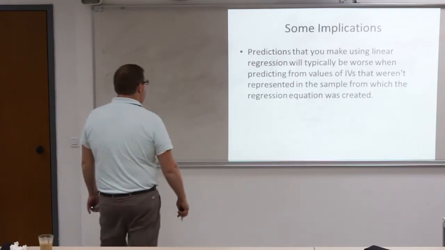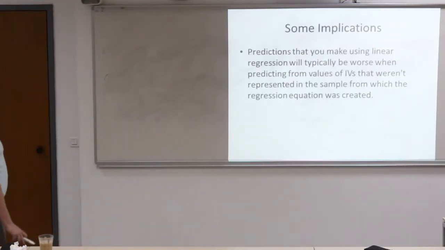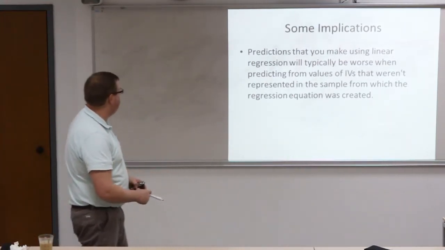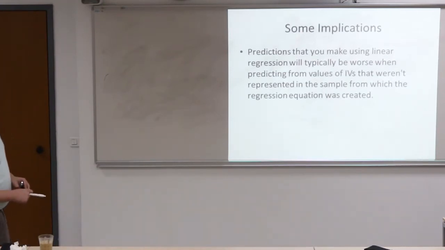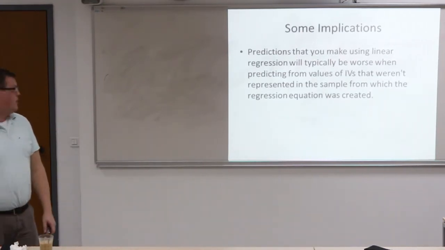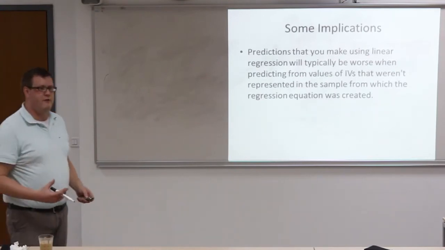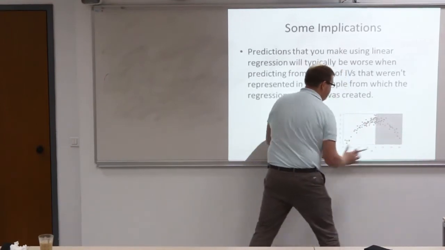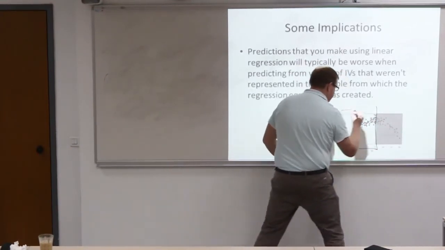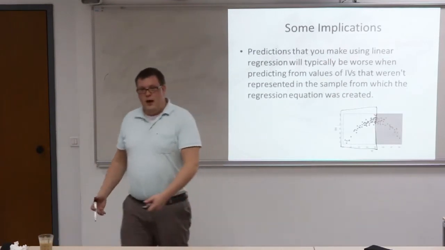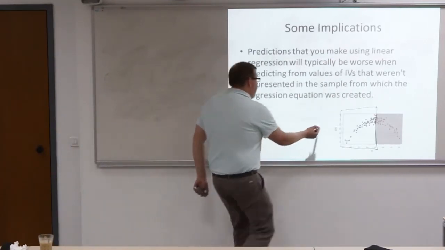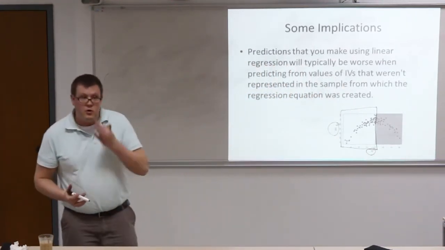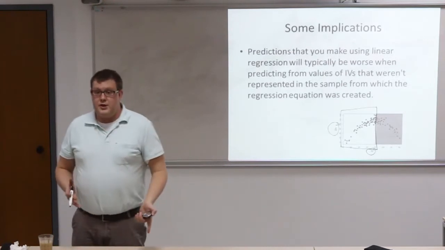All right. Other things, predictions that you make using linear regression will typically be worse when predicting from values of independent variables that weren't represented in the sample from which the regression equation was created. Okay, that's kind of a mouthful. So imagine that we have these data. This is the whole population, but your sample, you only got this, right? So if you wanted to predict what someone's score on this dependent variable would be given their independent variable, what do you do? You do a simple linear regression in this situation, right?